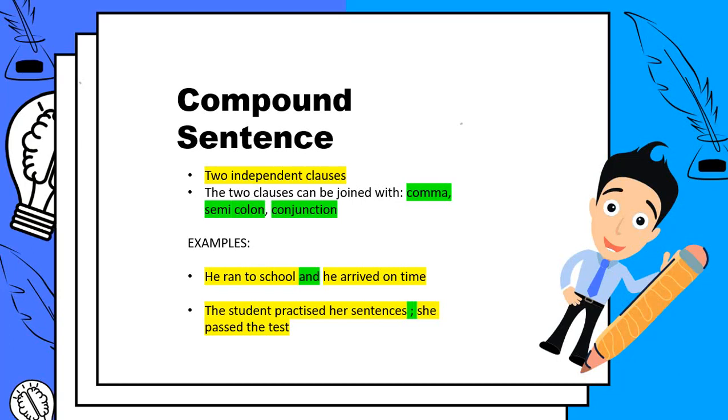He ran to school and he arrived on time. The student practiced her sentences; she passed the test. Notice we do not need a capital letter in the second independent clause because we have joined it with a comma, a semicolon, or a conjunction. Two simple sentences joined together with a connective, a conjunction. So think two simple sentences and join them together with a comma, a semicolon, or a conjunction.